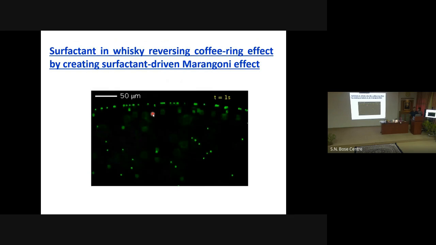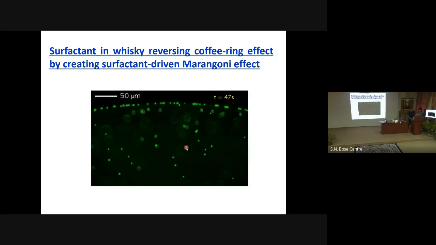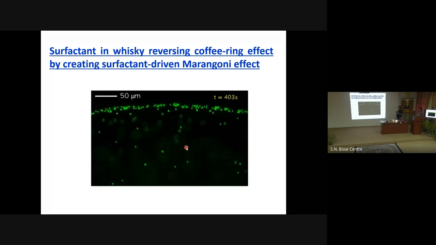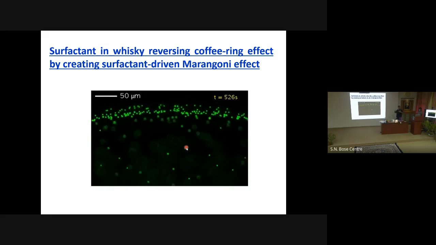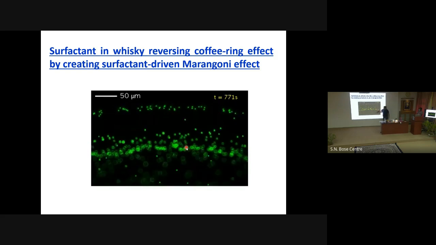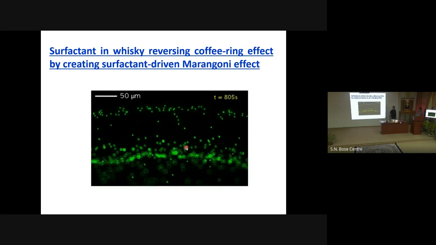And here is surfactant in whiskey reversing the coffee effect by creating a surfactant-driven Marangoni effect. See. Now, initially, everything is coming to the side. As more and more surfactants move here, it starts detaching, starts coming back, because now the surface tension out here is lower and it's larger in there, so it's coming back. All right.